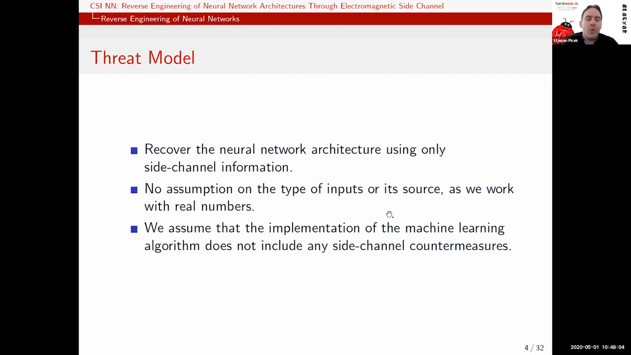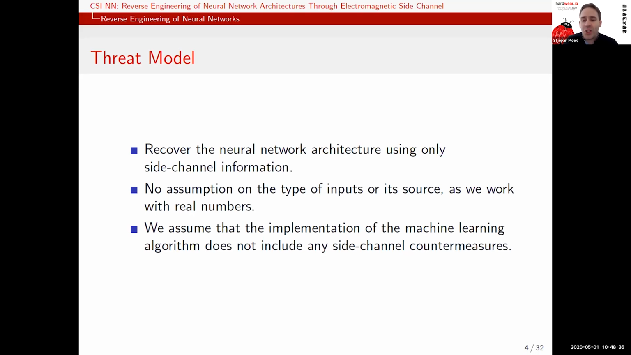What did we do? We asked the question, can we again use the same kind of attack, using side channel information, but be as generic as possible? Recover neural network architecture using only side channel information. We do not make any assumptions on the inputs or source because we work with real numbers. That makes it very nice for us. Whatever kind of values, it will be covered basically with real numbers.